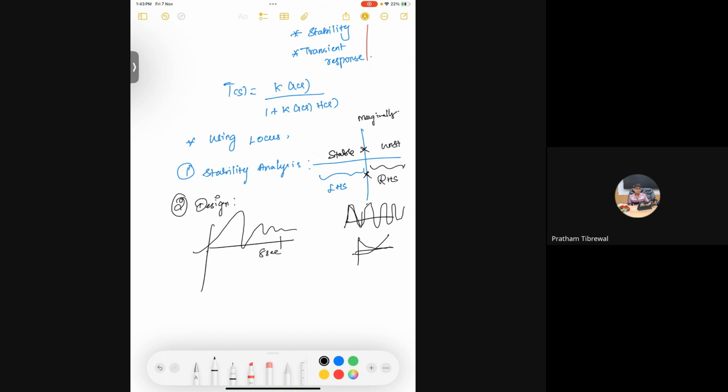If I want my system to give me a little less settling time, for example, I want it to settle within at least 5 seconds, I can tune the system based on that by just changing the gain K value. That's the primary motive of this root locus technique, without taking much effort to do that. So the first point I am interested in is stability analysis, then the design criteria.